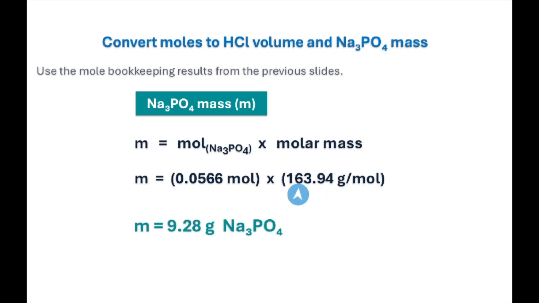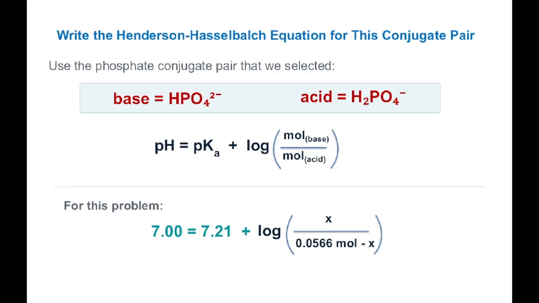This is the formula weight for sodium phosphate anhydrous. This is our number of moles, and so we need a total of 9.28 grams of sodium phosphate to make our buffer. Now the next step is to plug the information that we do have into the Henderson-Hasselbalch equation.